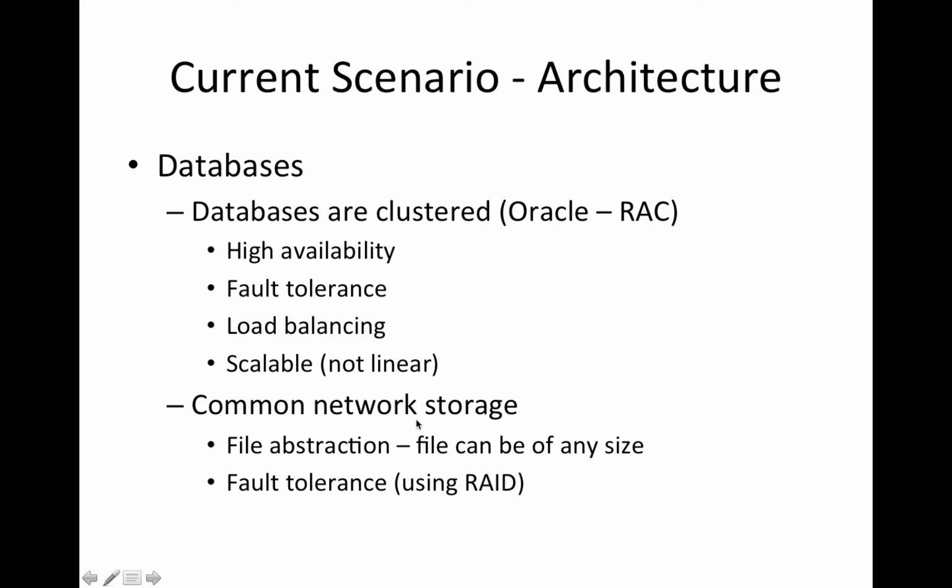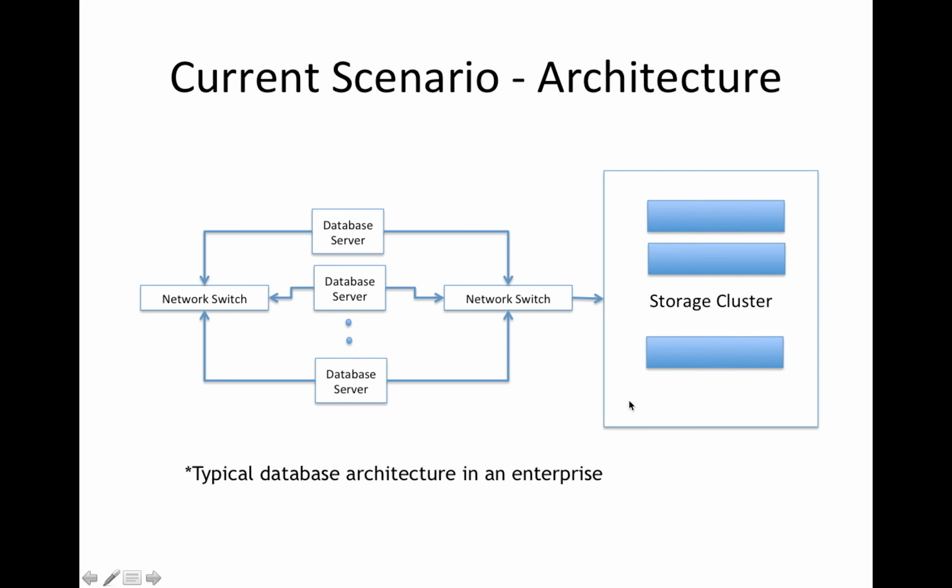And then as we have common network storage, we can leverage the concepts of file abstraction and fault tolerance. So if you go back to the picture, each hard disk might be 500 GB capacity, and if you have 100 hard disks like that, that means you can support 50 terabytes of storage. So you have 50 terabytes of storage in this storage server or storage cluster.